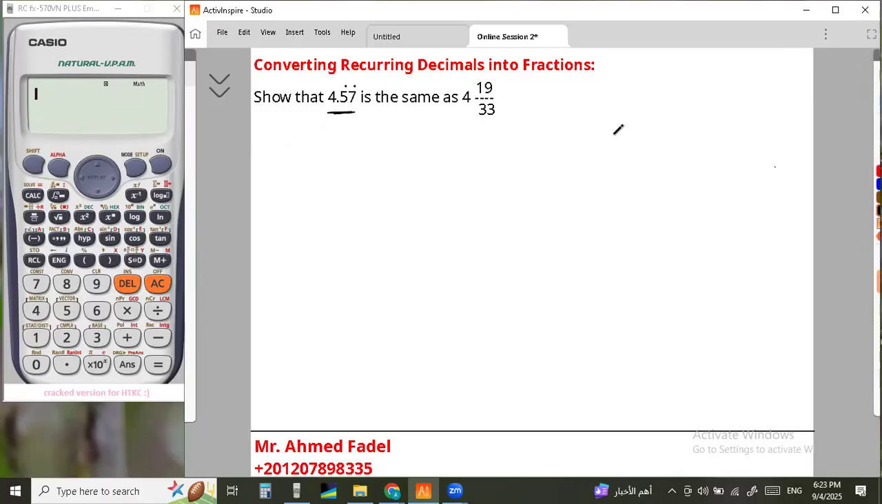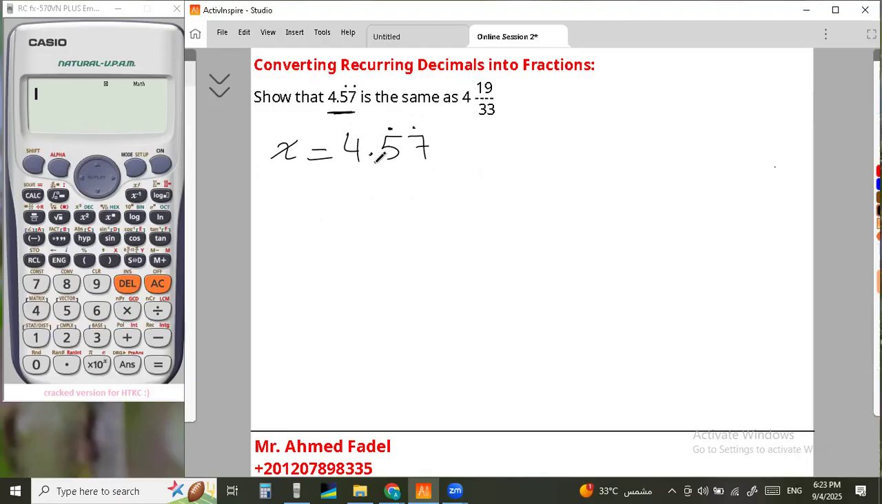So the first thing you're supposed to do is write x equals 4.57 with dot notation above the 5 and above the 7. The second thing, ask yourself, I need to eliminate the non-recurring section. So the first step is to isolate the non-recurring section. What do you mean, Mr., by isolating? It means send it to the left side of the decimal point.